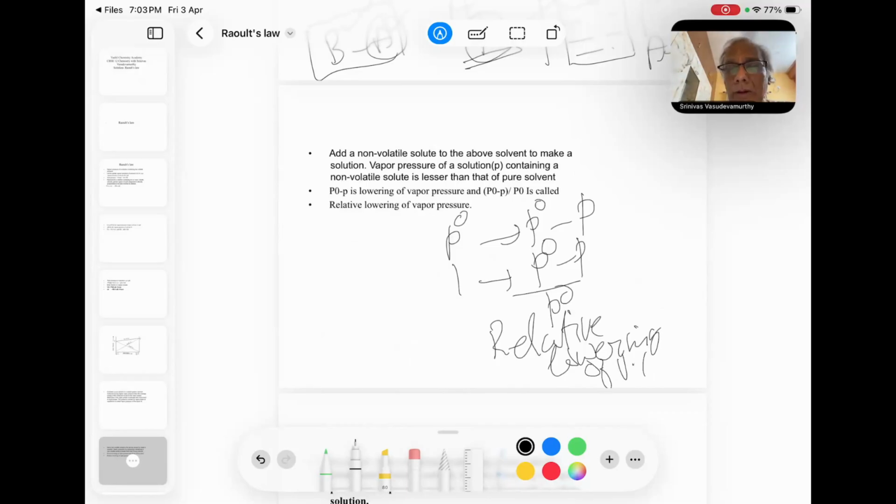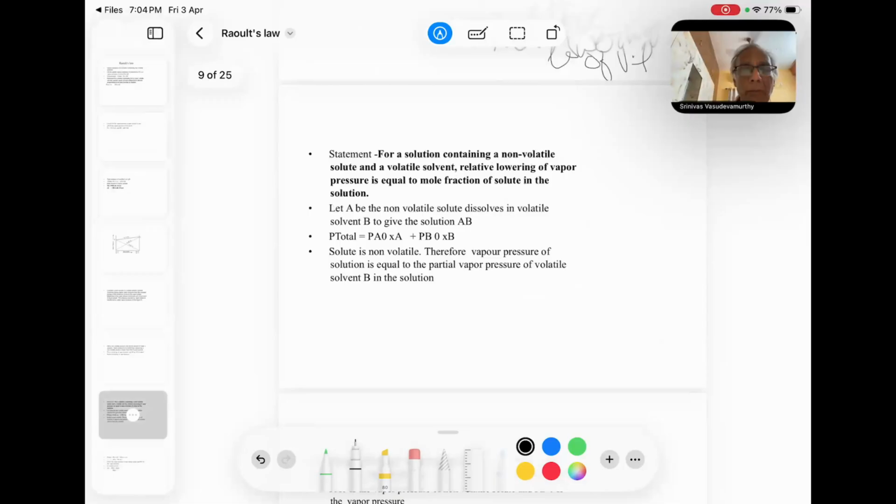Right, that's what we are taking. So for a solution containing a non-volatile solute, the pure solvent has vapor pressure P naught, and the solution has vapor pressure P. P naught minus P is the lowering of vapor pressure. P naught minus P by P naught is called the relative lowering of vapor pressure.